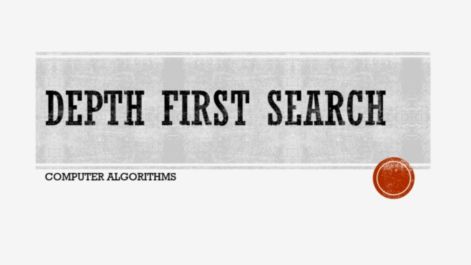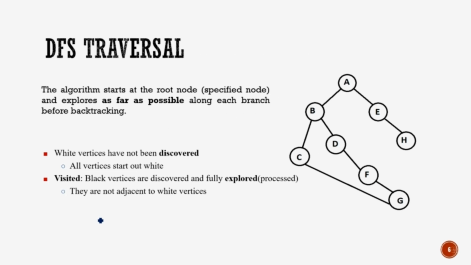So let's start. The DFS algorithm starts at any specified root node and traverses along any path as far as possible. For our example, we assume that node A is the start node. Any of the vertices can be a start node or the root node. In our example, we are considering node A as the start node.